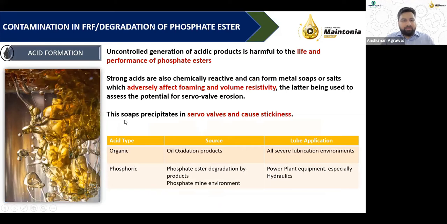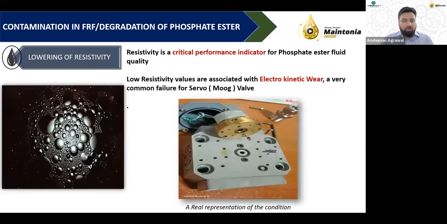So there are acid formation processes in the lubricant system, and we have discussed how the acid formation happens. We have discussed the foaming effect, how the foaming happens. So this is the valve we are talking about, the servo valve. The servo valve has a typical sophisticated construction with fine tolerances, and the low resistivity values of the fire resistant fluid oil impact electrokinetic wear in the servo valves.